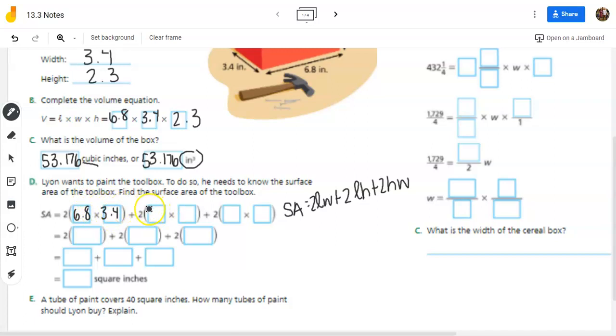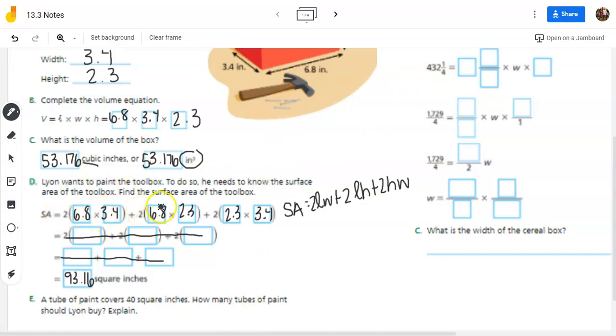Here we have 2 times 6.8 times 2.3. Here we have 2.3 and 3.4. You do not need to worry about this part or this part because you're going to type this into the calculator, and when you do that, you get 93.16. Okay, so his toolbox is a total of 93.16 square inches.